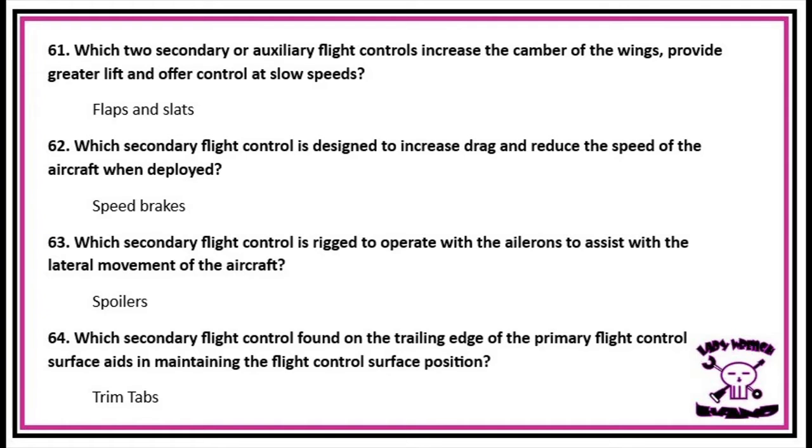63. Which secondary flight control is rigged to operate with the ailerons to assist with the lateral movement of the aircraft? Spoilers. 64. Which secondary flight control found on the trailing edge of the primary flight control surface aids in maintaining the flight control surface position? Trim tabs.